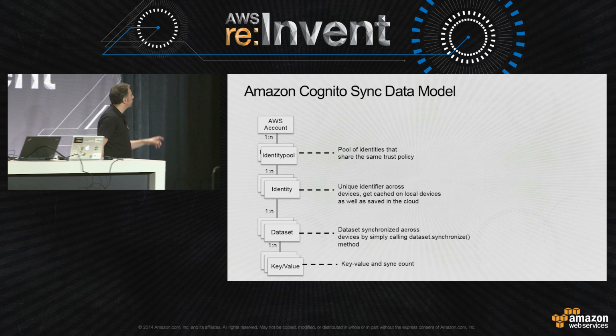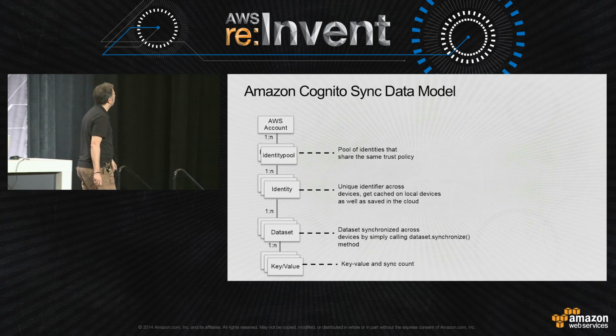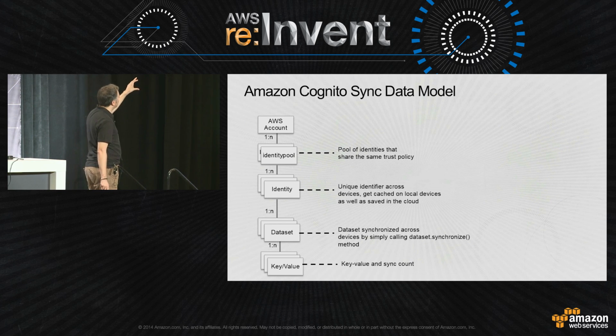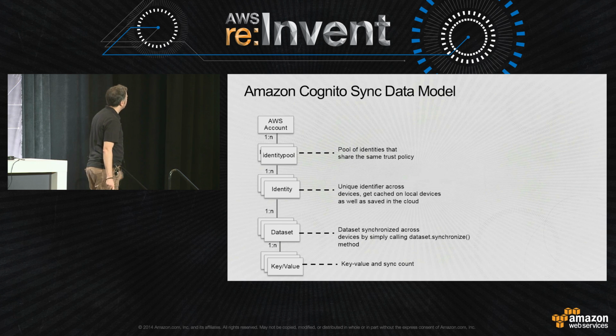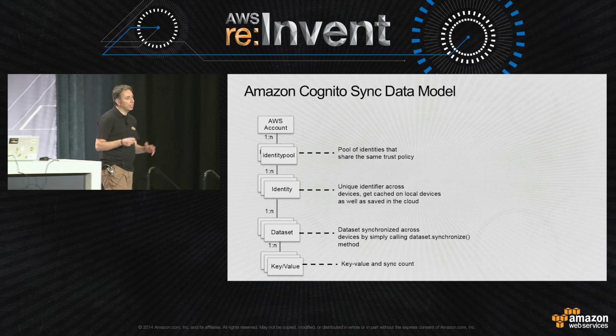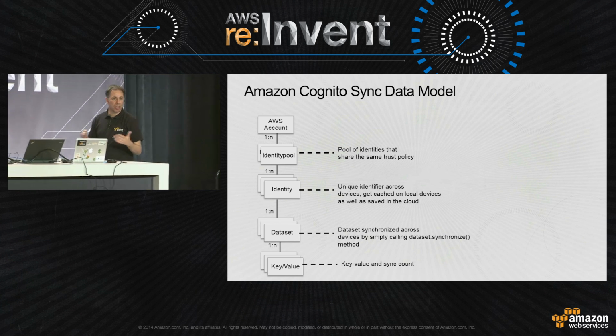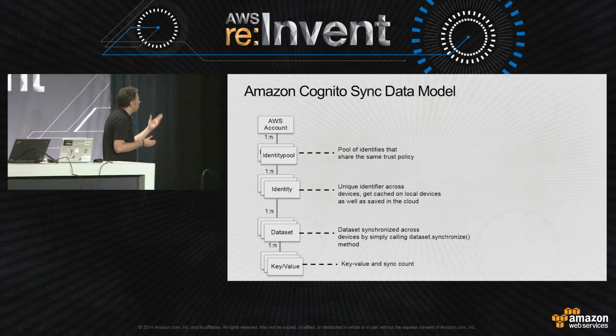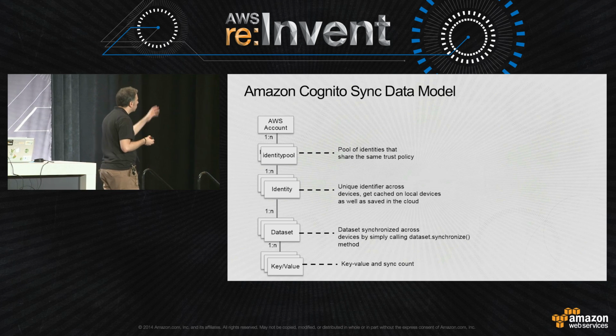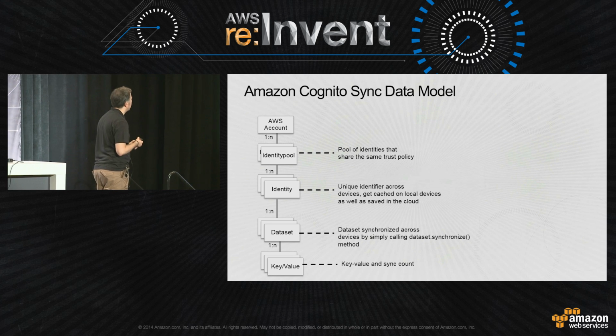This is important. So this is the schema of the data model. An AWS account can have one or more identity pools, as we said, probably one per application. Each identity pool will have one or more identities, and we don't have any limit on the number of identities that you can have. This corresponds to the users. And by the way, you don't pay by the number of identities.